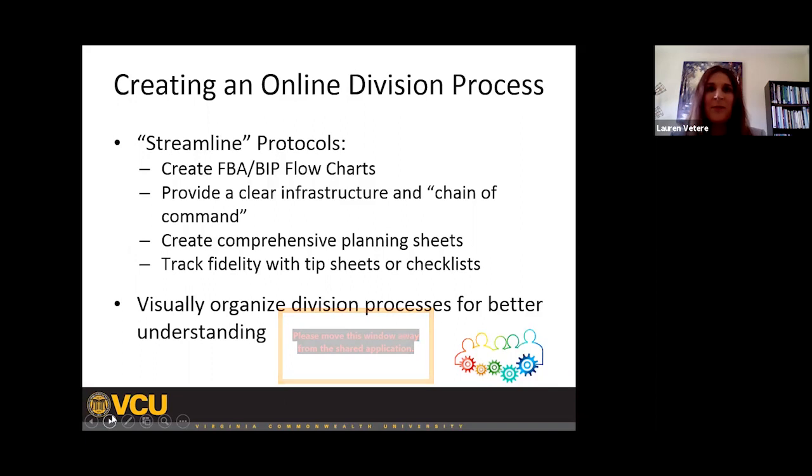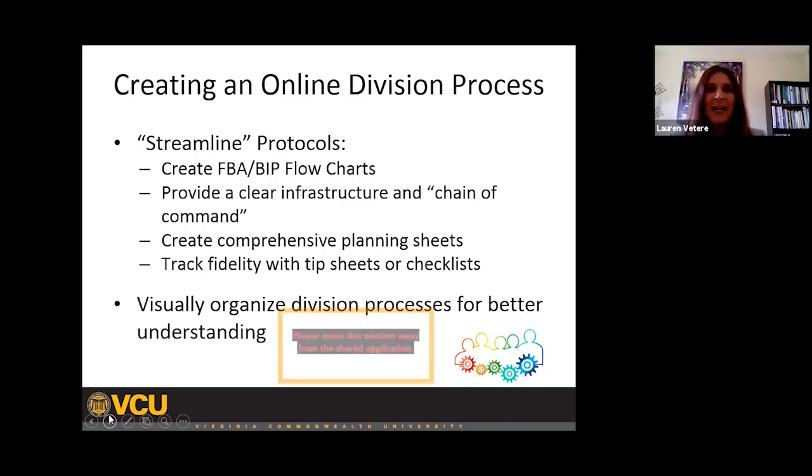Also, think about providing a clear infrastructure or chain of command when conducting FBAs and BIPs. Oftentimes, without specific guidelines or a defined process, confusion can emerge. And there often is uncertainty of who takes the lead for behavior planning, who is the point person for the interventions, and a consistent chain of command will provide answers to those questions. And then each school and classroom can complete the FBA and BIP process in a similar and familiar way.